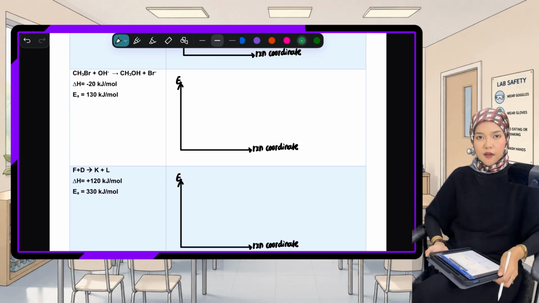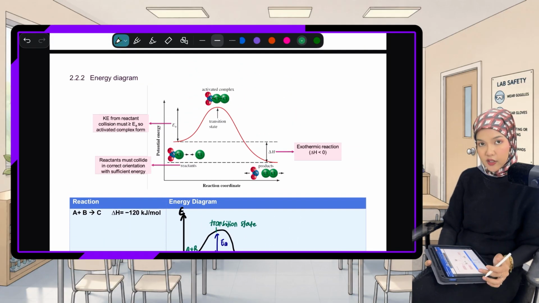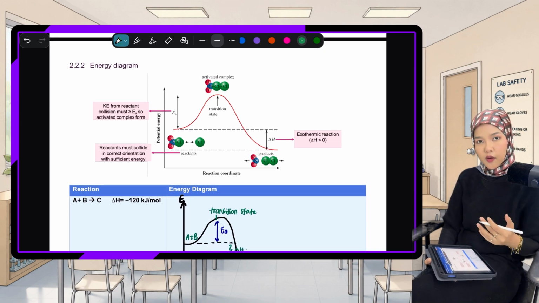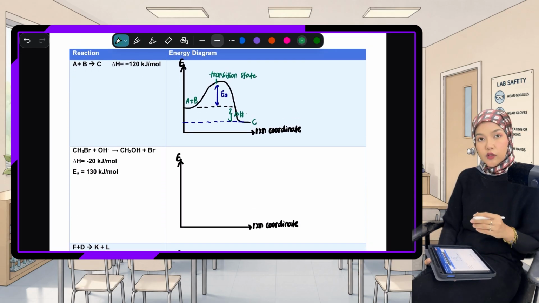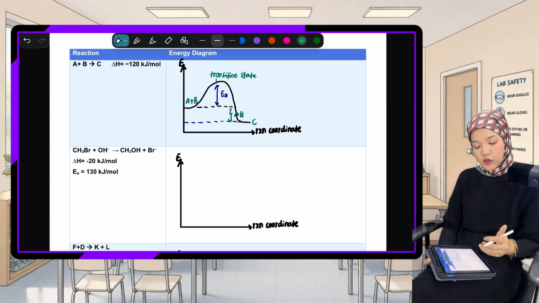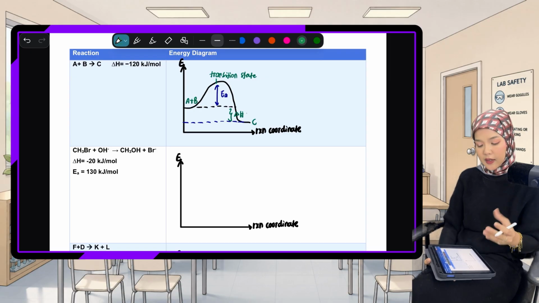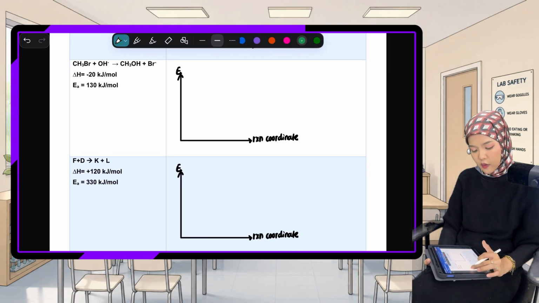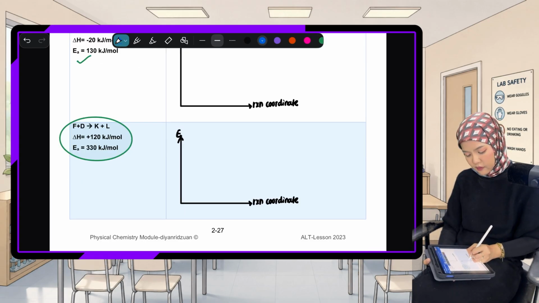So now let us look into the energy diagram. Let me share with you how to draw the energy diagram. For you to draw the energy diagram, you need to know the reaction, and also you need to know the enthalpy. Is it an endothermic or exothermic reaction? So for example, let me share with you for this reaction here. So you are going to have it like this and this.